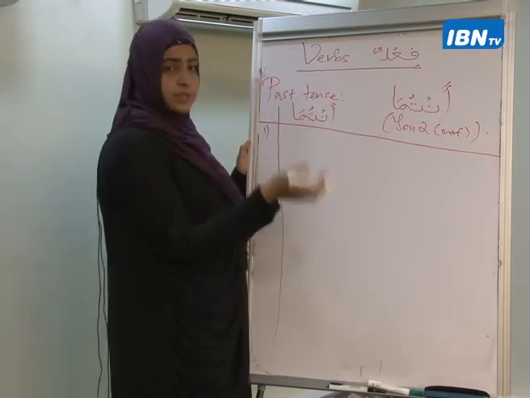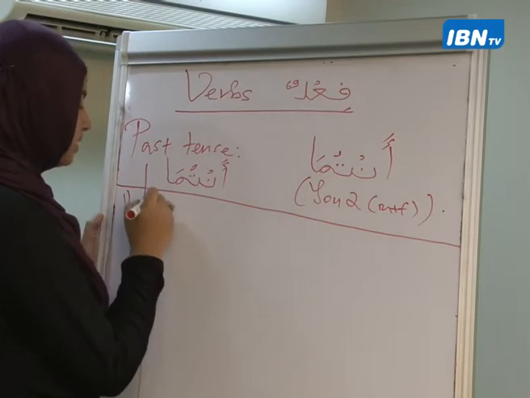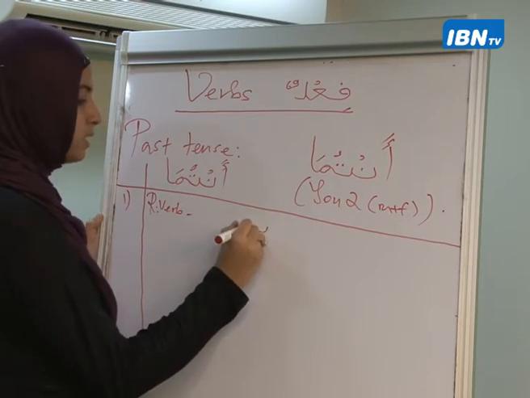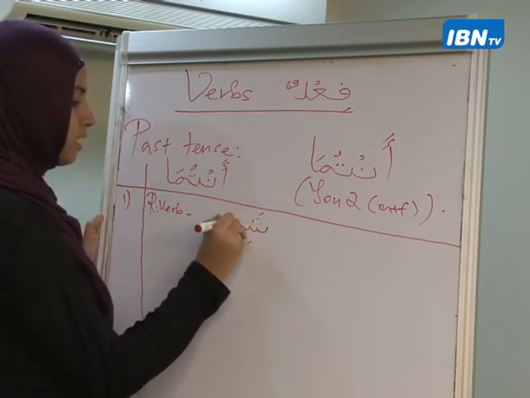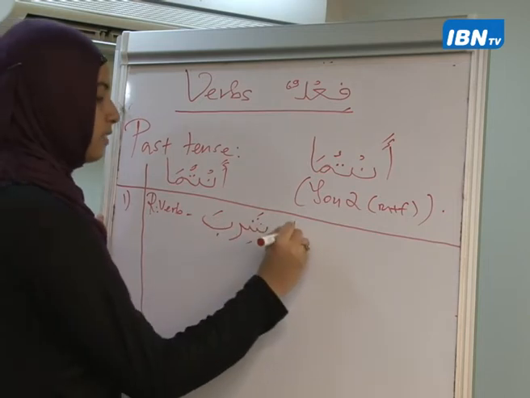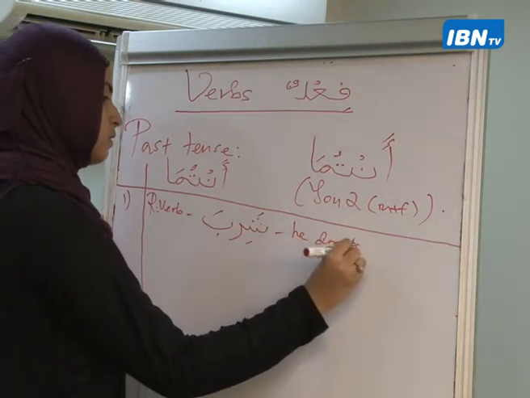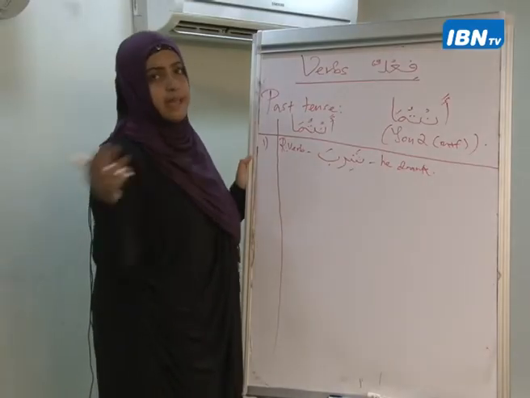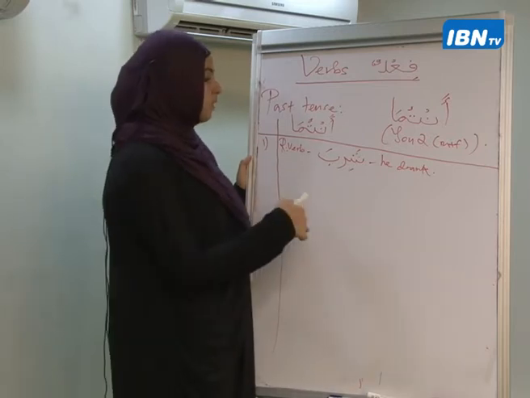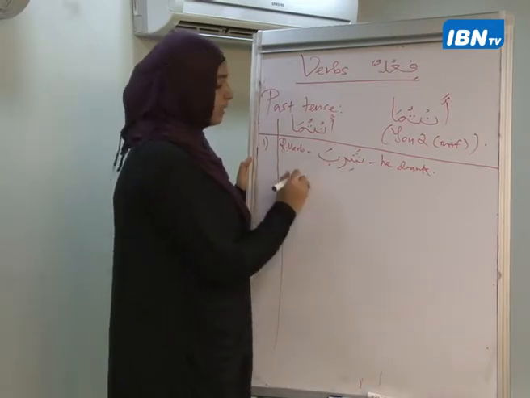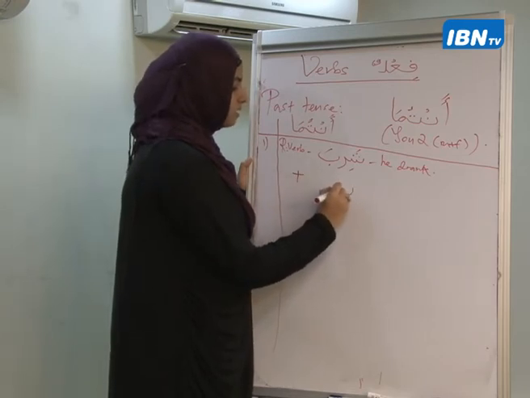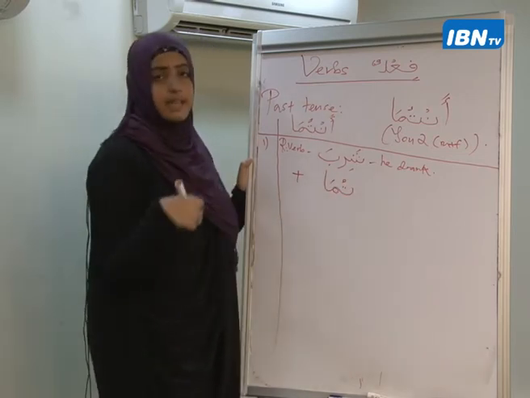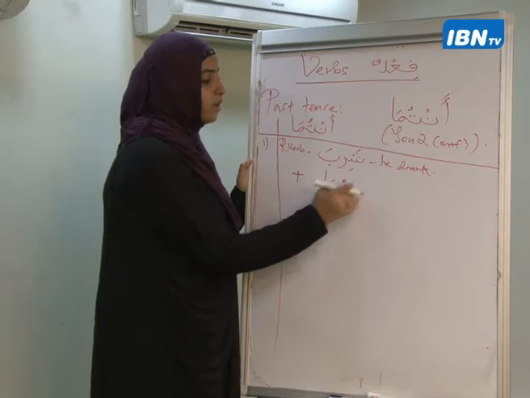So how will I say it? This is my root verb first. My root verb is shariba, which means he drank, right? So I want to change this huwa shariba, he drank, into you two, male plus female, drank. So what will I add? I will add a ta and a mim alif, ta with a damma and mim alif with a fatha. So I will add this at the end of the word.